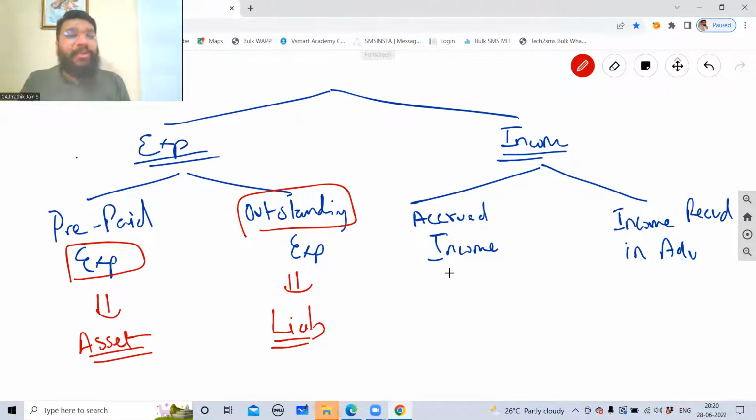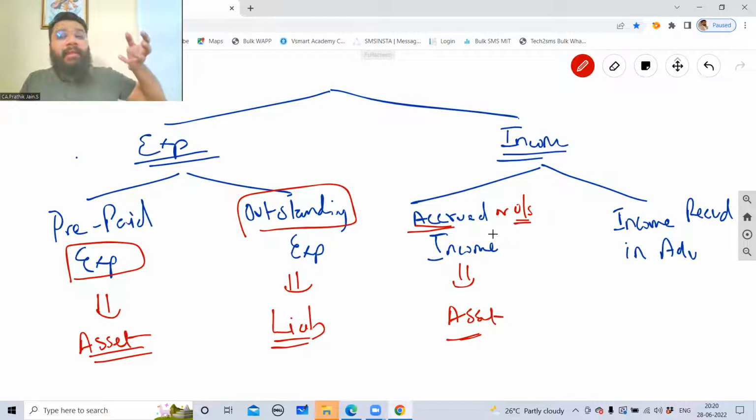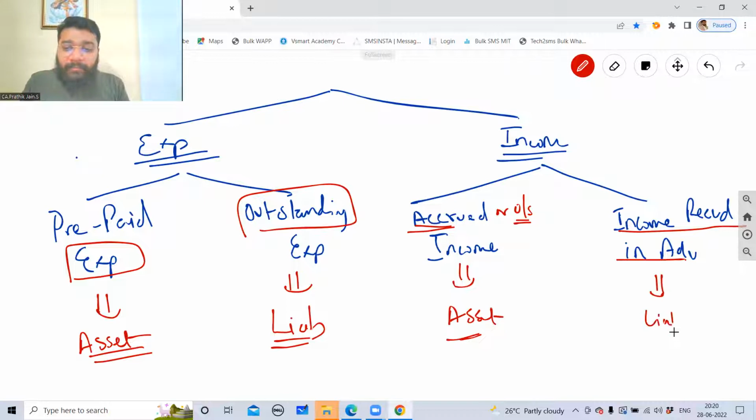Accrued income: another name for accrued is outstanding. Outstanding means pending income, income yet to receive, which means I will receive in future. Not paid, receive. So it is an asset. Anything that I receive in future is an asset. And income received in advance is a liability.